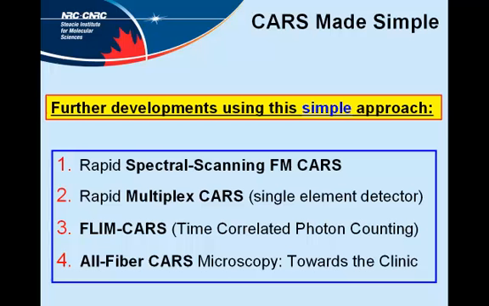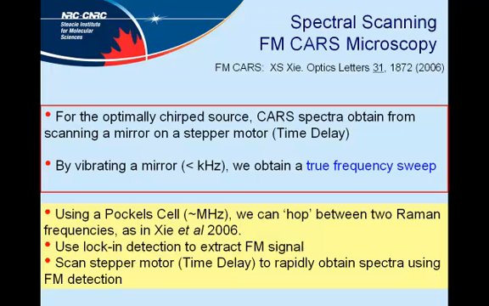So I'm going to show you that you can do frequency modulation CARS, but you can do it in a new way, which is you can do rapid spectral scanning. You can do spectroscopy using FM detection. You can do multiplex CARS, which means measuring the entire Raman spectrum, but without dispersing anything, just using a single element detector. If you do photon counting, which I'll show you, then you can do lifetime imaging CARS. And finally, if you replace the femtosecond oscillator with a fiber laser, you can actually do an all-fiber CARS. So I'll just show you these things.